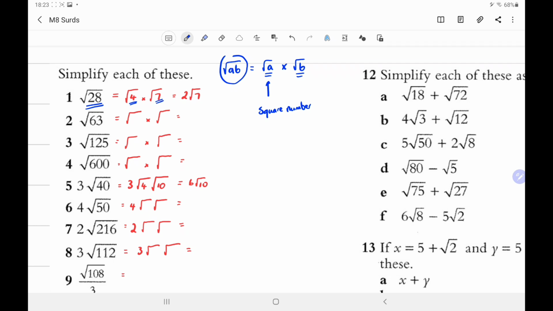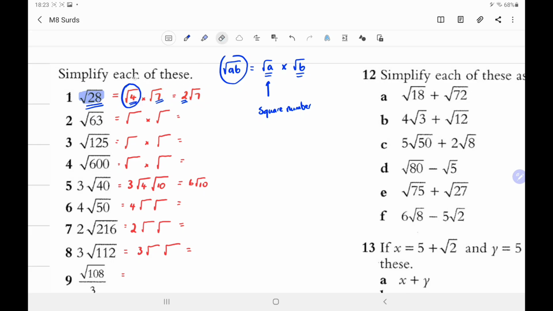4 7s are 28. Now, why have we made sure that one of them is a square number? Because if you have the square root of a square number, you can get rid of the square root sign. Root 4 is 2. So the square root of 28 can be written as the square root of 4 times the square root of 7, which can be written as 2 times the square root of 7.